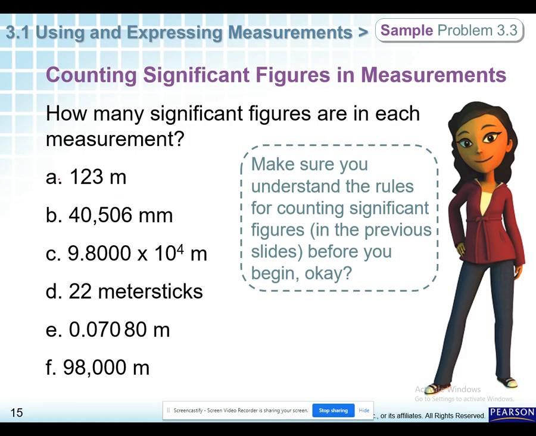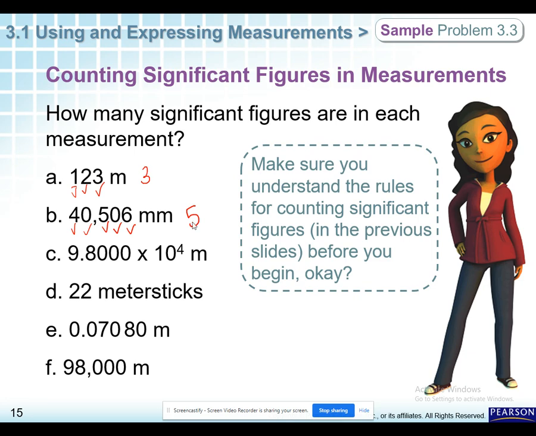So letter A, this is a non-zero digit, so it's okay. Non-zero digit, so it's okay. And then non-zero digits also count. So this has 3 sig figs. If I were to look on this, all non-zero digits count. So we already know the 4, 5, and 6 count. But now I need to look at those zeros. The first rule says zeros between non-zero digits count. So since this is between the 4 and the 5, we're good. Since this is between the 5 and the 6, also good. So this one has 5 sig figs.